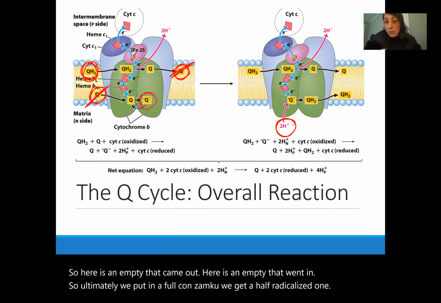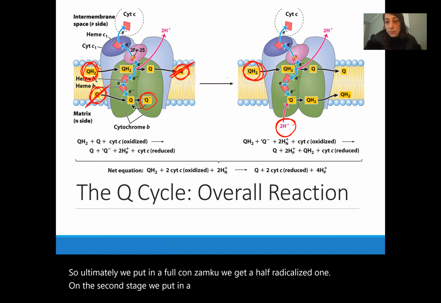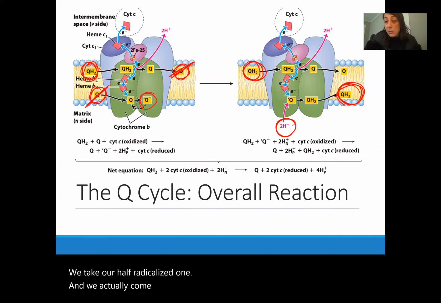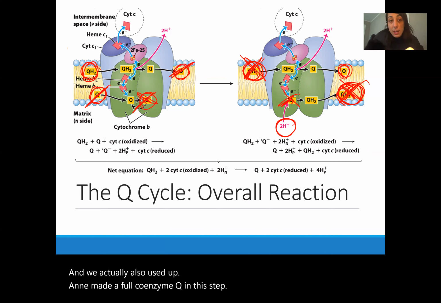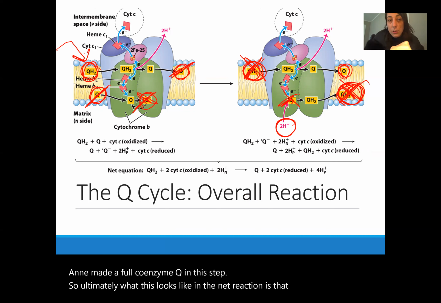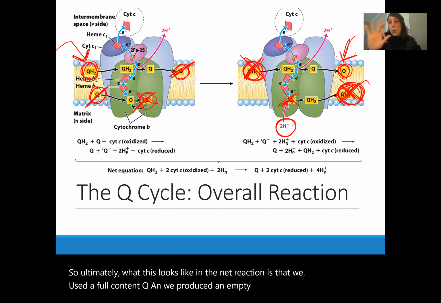On the second stage, we put in a coenzyme Q, we take our half radicalized one, and we actually come out with a full coenzyme Q. We also come out with one empty coenzyme Q. So here our radical one was used up, and we also made a full coenzyme Q in this step. So ultimately what this looks like in the net reaction is that we used a full coenzyme Q and we produced an empty coenzyme Q in the whole of the net reaction.